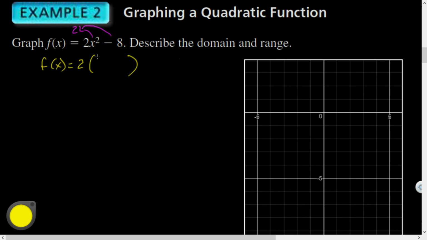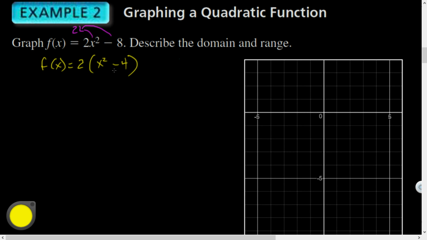2 times what, Tyler? What are you thinking here? 2 times what would be 2x squared? Well, 2 times 1 is 2, and then I would need the x squared hanging out. And 2 times what would be negative 8? Or I could ask, negative 8 divided by 2 is what? That's going to be negative 4.